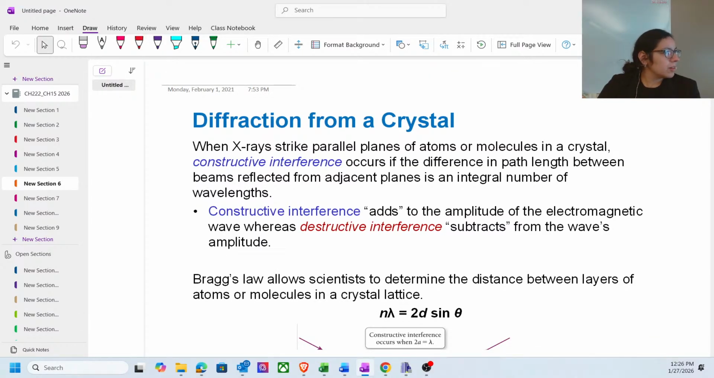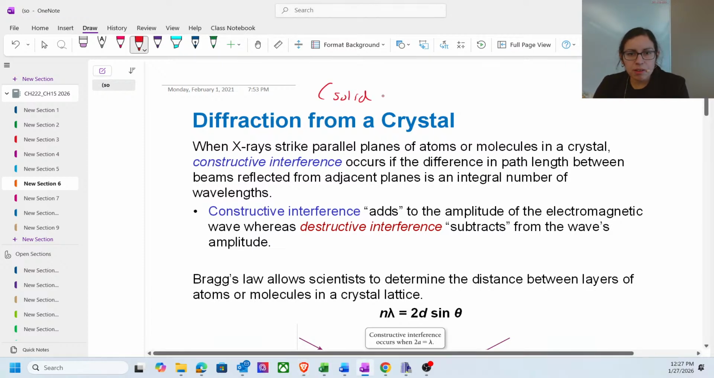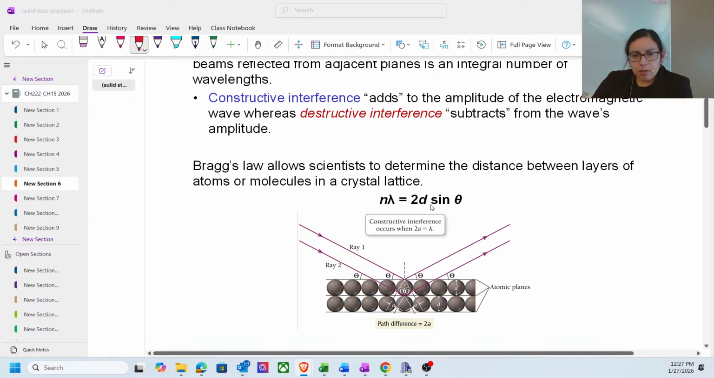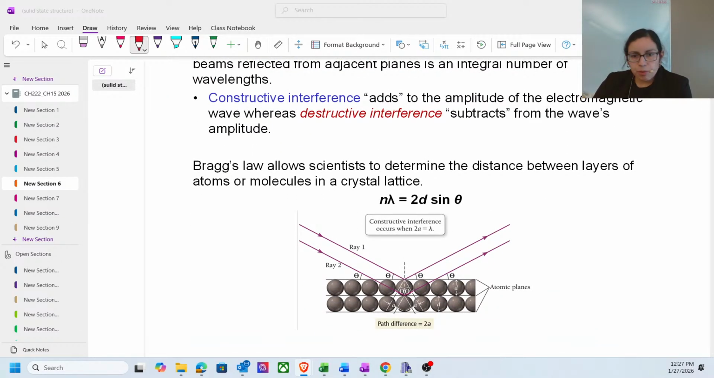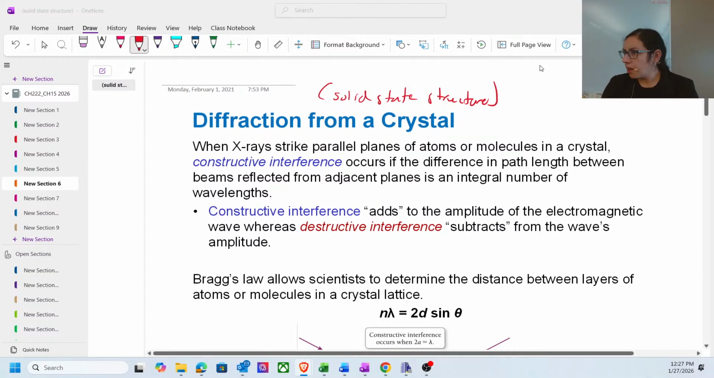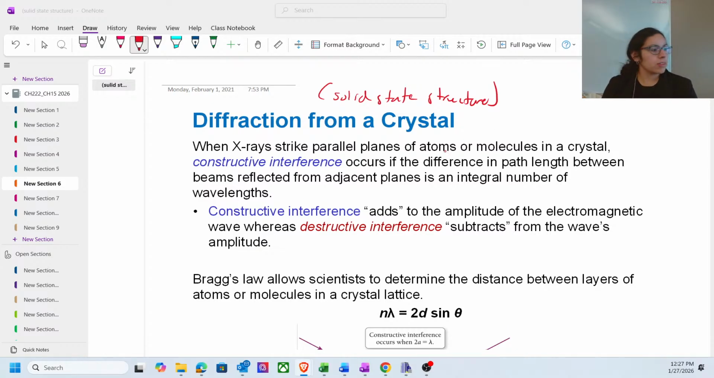All right, so let's look at our crystal structure a little. So this is now switching to solid state structure. Again, this chapter has a lot in here. I don't care too much about this formula here, so we're not going to get into that. But basically, we at least just want to appreciate what happens when we do this X-ray diffraction.